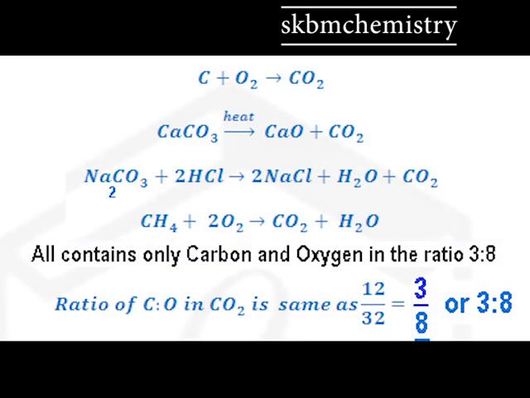For example, we can consider the formation of carbon dioxide. We can obtain carbon dioxide by different methods: by burning carbon, by heating limestone, by the action of dilute hydrochloric acid on marble, etc. But whatever be the way we prepare or obtain our carbon dioxide, each sample of carbon dioxide obtained contains only carbon and oxygen, and that also combined in the same ratio of 3:8 by mass.